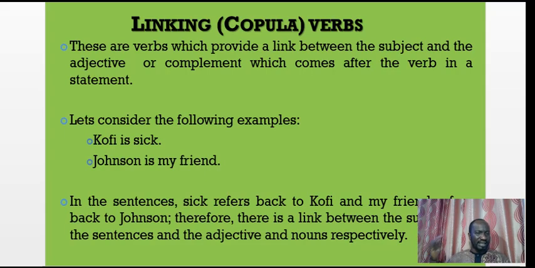So think about that, our knowledge and the functions of nouns now. Let's consider the following examples. Kofi is sick. So the word is showing or linking sick to Kofi. Johnson is my friend. So is here is making my friend a complement to Johnson. In the sentences, sick refers back to Kofi and my friend refers back to Johnson. Therefore, there is a link between the subject of the sentence and the adjective and nouns.